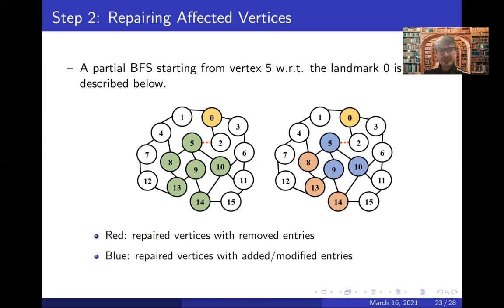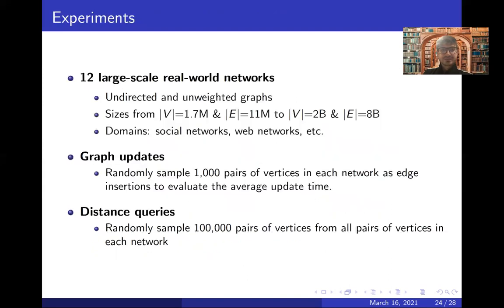So here red vertices denote the covered vertices from which we need to remove the entry from the labels, and blue vertices represent uncovered vertices for which we need to add or modify the entries.